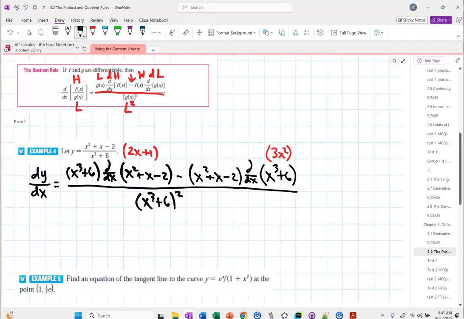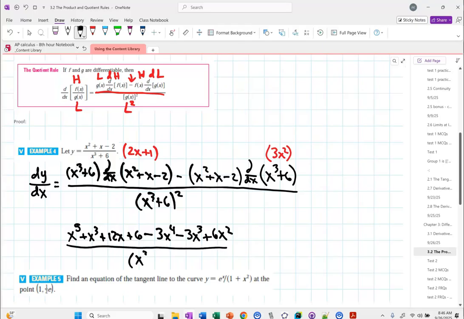So what do we have? We have x to the fifth plus x cubed plus 12x plus 6 minus 3x to the fourth minus 3x cubed plus 6x squared all over x cubed plus 3 squared. Everybody okay with what we did?